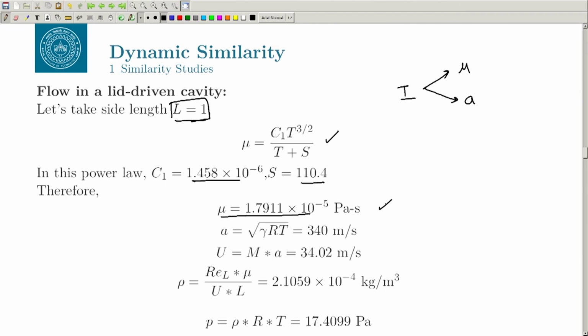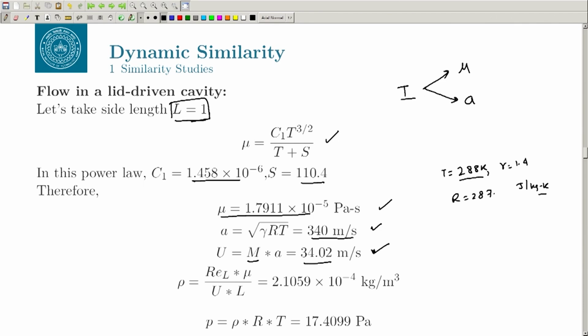Similarly, you can calculate a equal to square root of gamma RT, and you will get 340 meter per second, which makes sense because the temperature is around 288 Kelvin and you are doing it for air. So, gamma is equal to 1.4, T is 288 K, and R for a perfect gas is 287 point something joule per kg Kelvin. That gives the speed of sound as 340 meter per second. Because the Mach number is 0.1, your velocity will become Mach into a, which is 34.02.